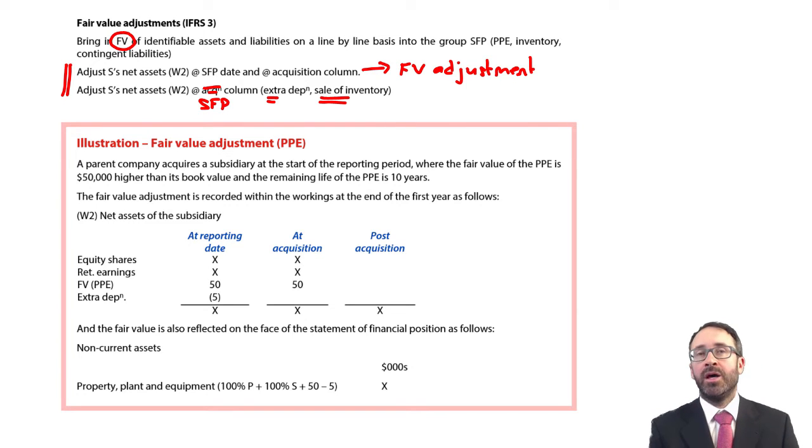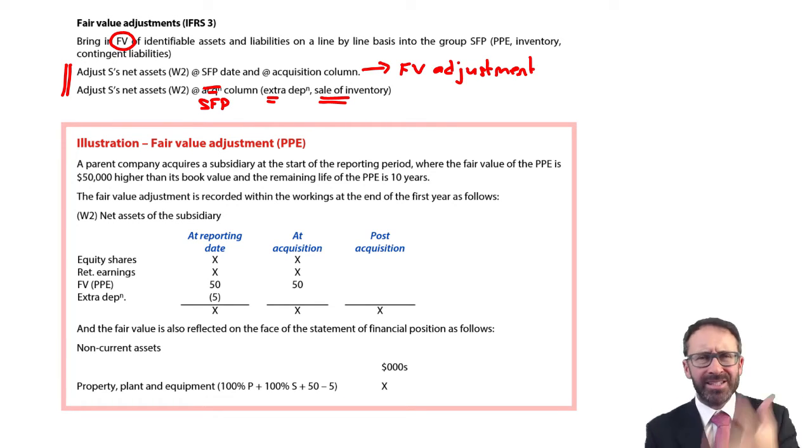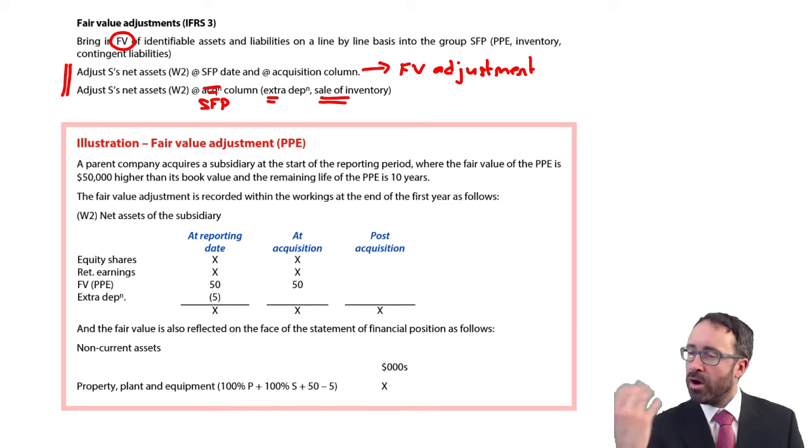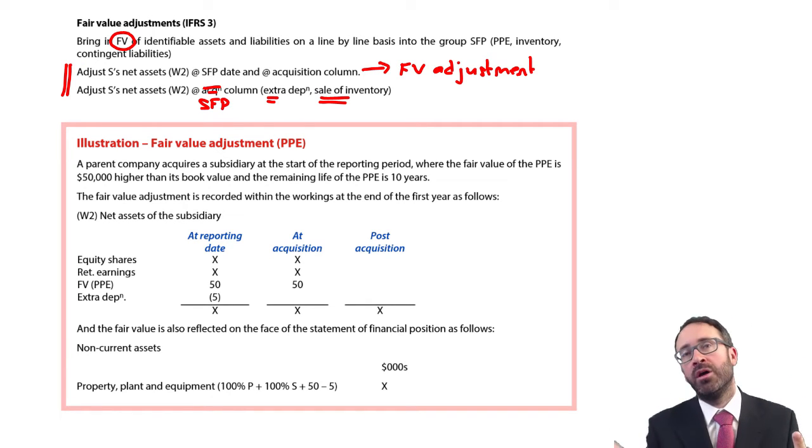Okay, so just adjust for any sale of inventory through that SFP column. Okay, so that's the theory, that's the background that you need to understand. And the key bit is that you've got the numbers in S's account. We need the fair value in the group account, so we need to make the adjustment from what's in S to what needs to be reported within the group accounts.